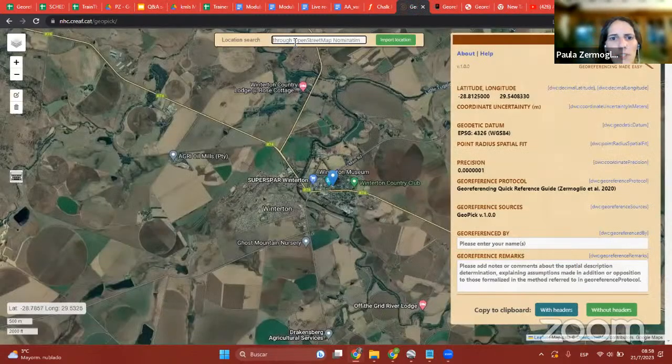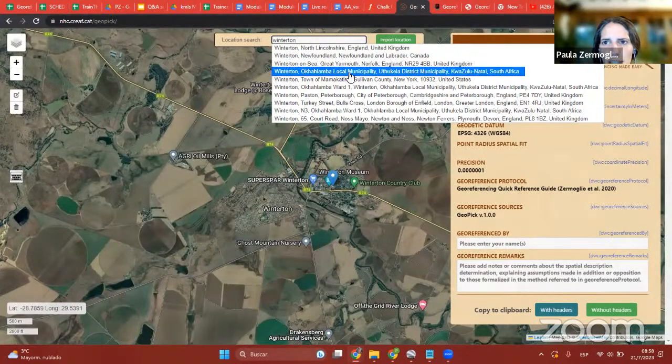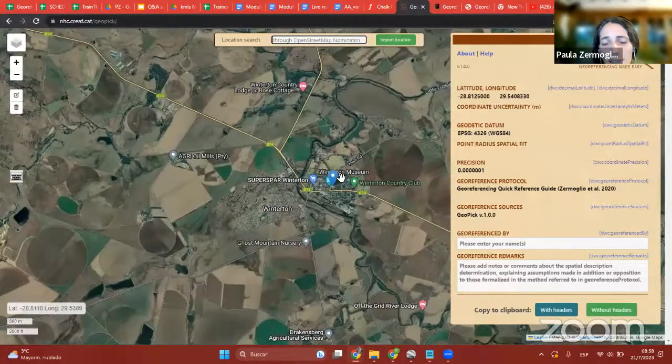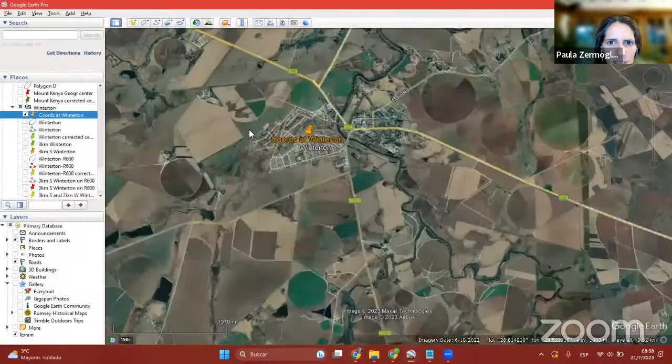In GeoPic, if I look for Winterton there, I can find it in KwaZulu-Natal, and it gives me a point. So there is no polygon that I can use. So I could either draw a polygon here or draw a polygon in Google Earth. If I draw it here, this will calculate the uncertainty for me and will give me all the georeference, but I'm going to do it on Google Earth so that you see again how to do it there and we can compare with the rest. So Winterton is here.